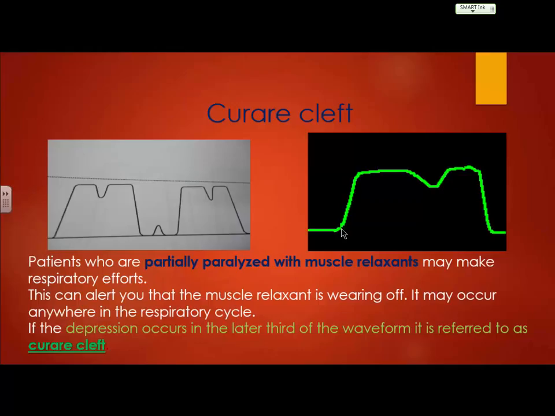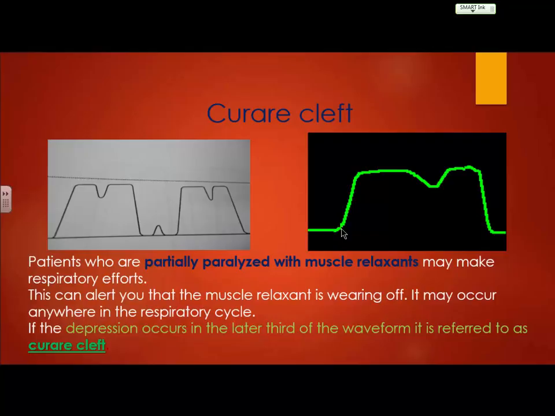All right, curare cleft. When they intubate down at Jack Houston, do they hook them up to CO2? They told me to monitor. Oh, good. Perfect. Okay.